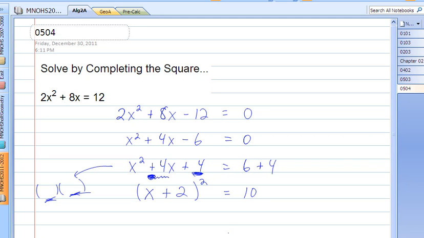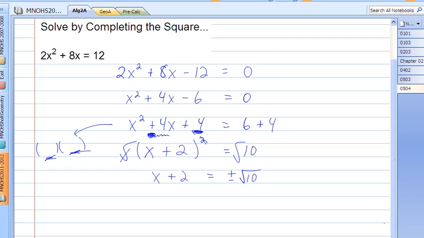Now what I'm able to do is look at this equation, and I have x plus 2 squared. I'm actually going to take the square root to both sides. The square root will knock the squared out. I get x plus 2 is equal to plus or minus the square root of 10. Okay, let me move this down a little bit. Now, I'm basically wanting to solve for x. So all I'm going to do here is subtract 2 from both sides, and I get x equals negative 2 plus or minus the square root of 10.